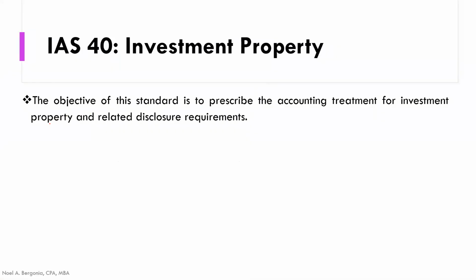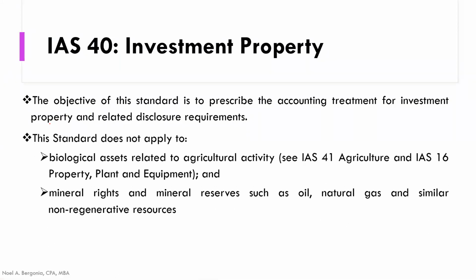So itong particular standard na to about investment property does not apply to the following. We have the biological assets related to agricultural activities. So if you have remembered, previously we have discussed already agriculture under the biological assets and it is covered under IAS number 40. And also for the bearer plants, they are covered under IAS number 16.